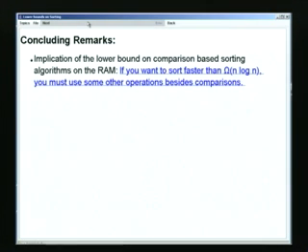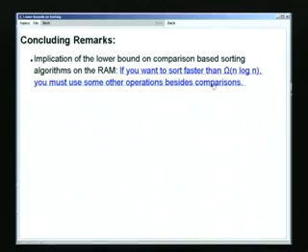First, some implications of the lower bound on comparison based sorting algorithms in the RAM. So, here is an important implication. If I want to sort faster than n log n, what do I know? Well, I know that I must use some other operations besides just comparisons. If I limit myself to just comparisons, what happens?